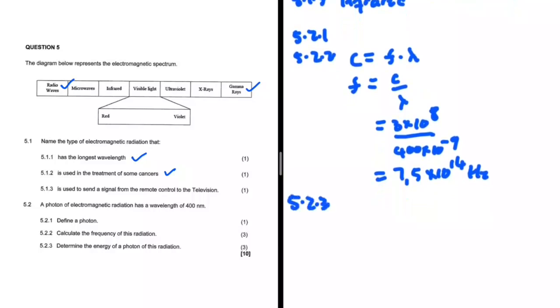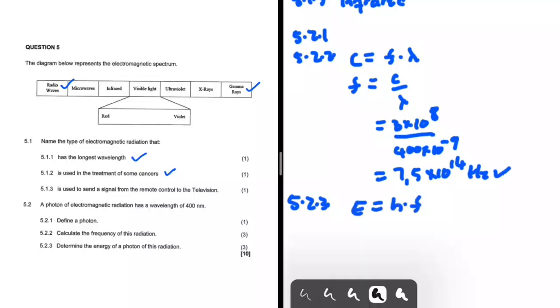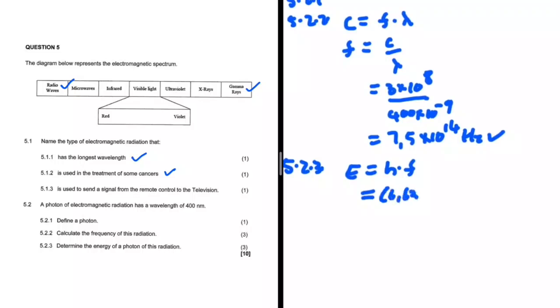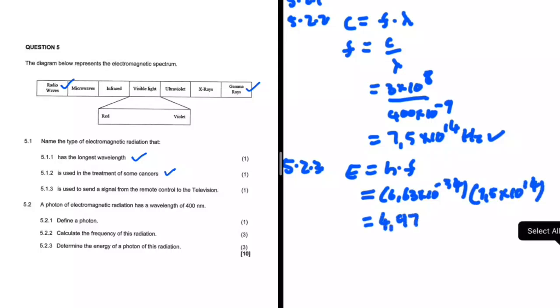And 5.2.3. Determine the energy of the photon of this radiation. Another easy equation, to be honest. Well, the energy is equal to Planck's constant multiplied by the frequency. We just calculated the frequency in 5.2.2, so we can go ahead and use that. Planck's constant 6.63 times 10 to the minus 34. The frequency 7.5 times 10 to the power 14. This is equal to 4.97 times 10 to the power minus 19 joules.